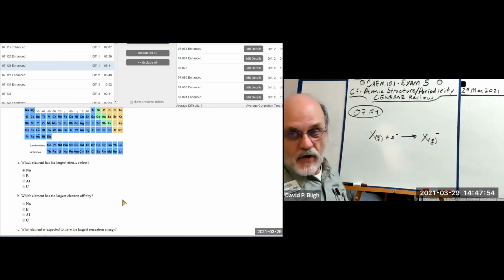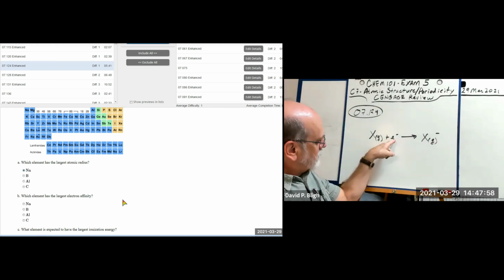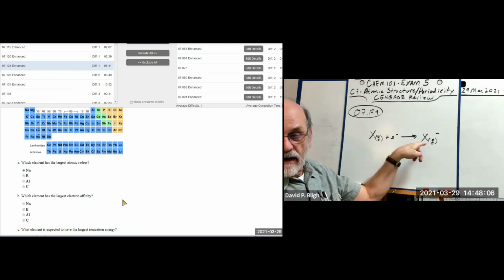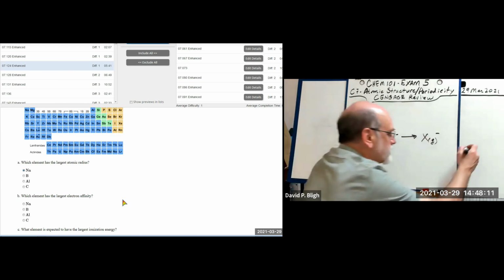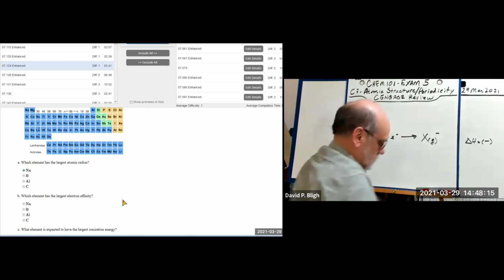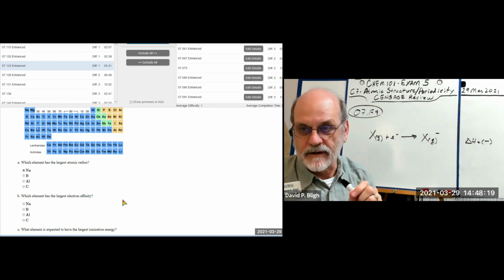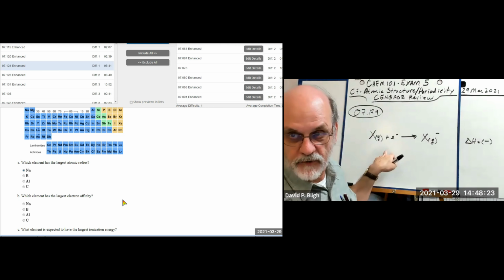Right? So, where does the energy go? Well, if this is attracted to that, and that is a lower energy state here, then it must give up energy. In other words, the delta H is going to be negative. Okay? And the more negative, the stronger the attraction of the electron for that ground state atom.